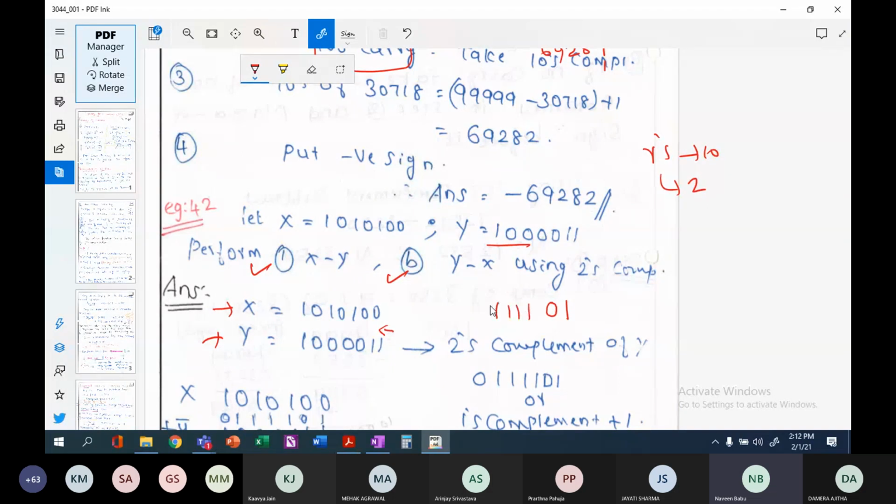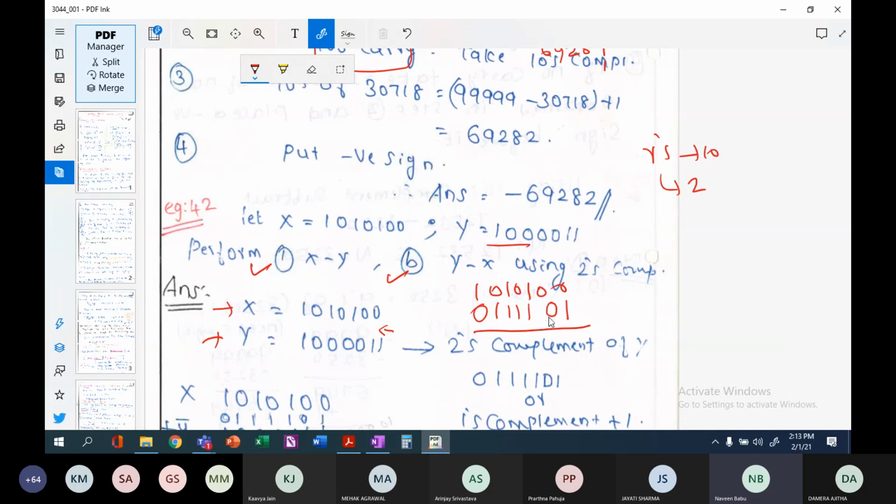I add this number with 1 0 1 0 1 0 0. I have to add these two things. I will get a carry definitely. If I get a carry, I will ignore the carry and I will use the rest of the magnitude as it is as my answer.